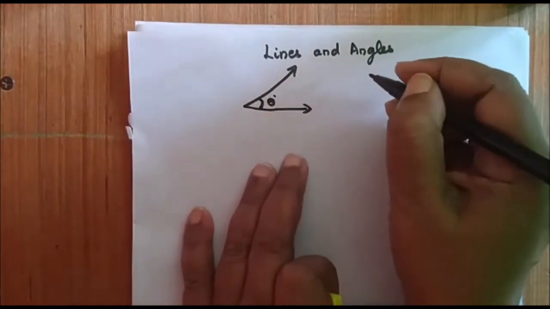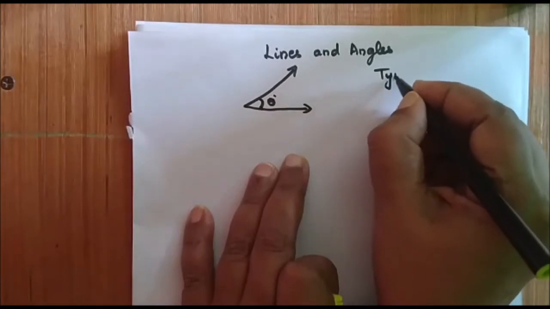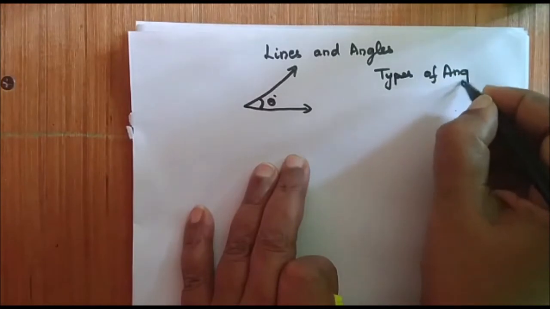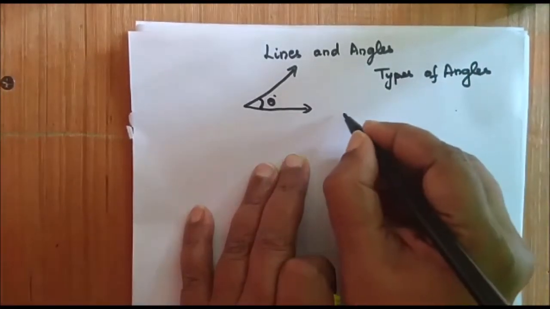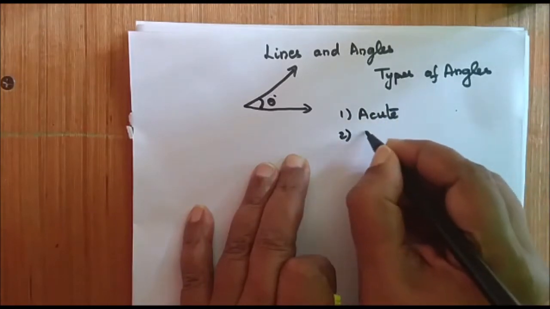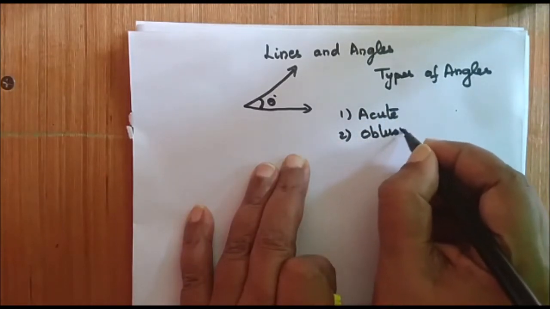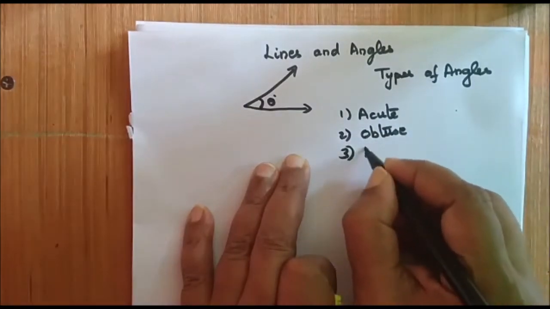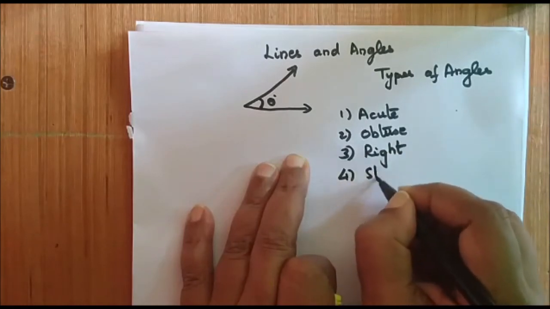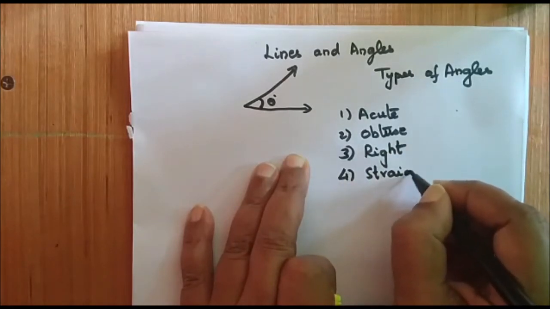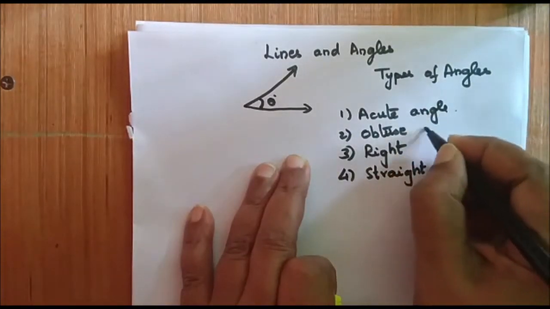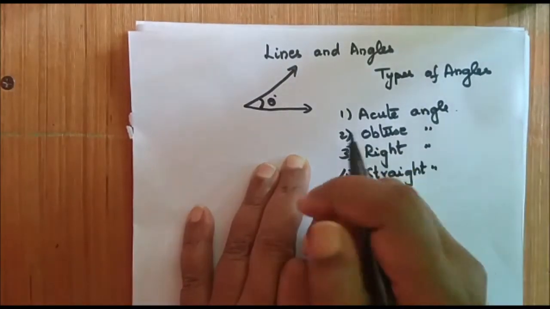Okay, now what are the different types of angles? In your lower classes you would have learnt about acute angle, obtuse angle, right angle and straight angle, isn't it?